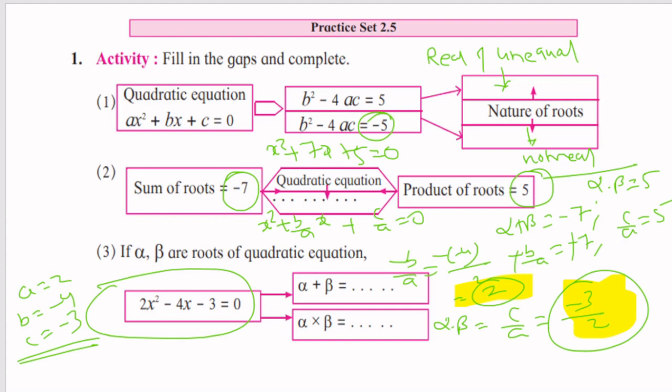Your logic is clear. Everything is clear. Next session, next video, we'll cover the remaining questions of practice set 2.5.